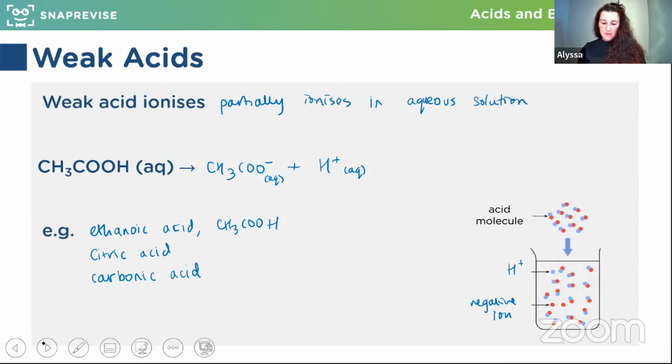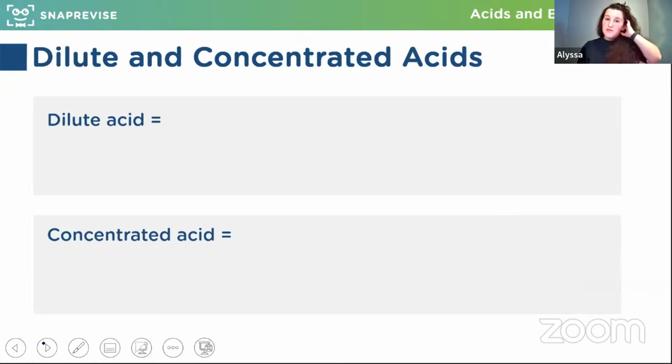Okay, let's keep going. Hopefully you met dilute and concentrated again at key stage 3. How do we define dilute something? How do we define a dilute acid, for example, or a dilute solution? What does this term dilute mean compared to concentrated? What's the difference? What are we comparing?